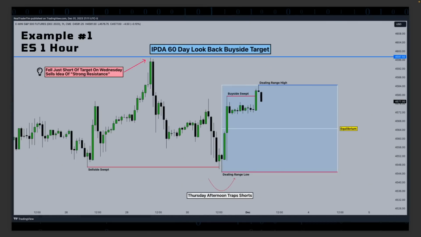So this is Friday's price action, so it's fresh on everybody's mind. What do we have here? We have sell side swept, so this is the dealing range low. We have buy side swept, so this is the dealing range high.